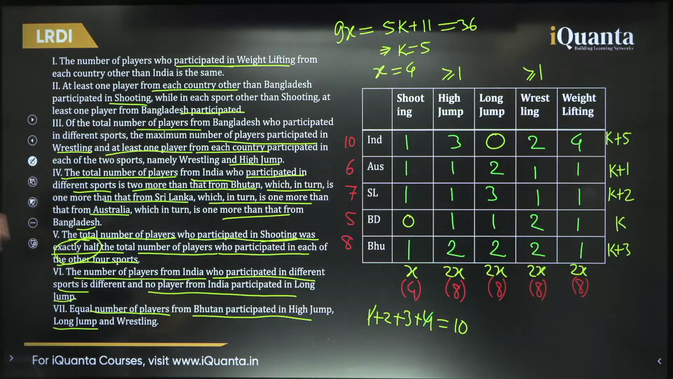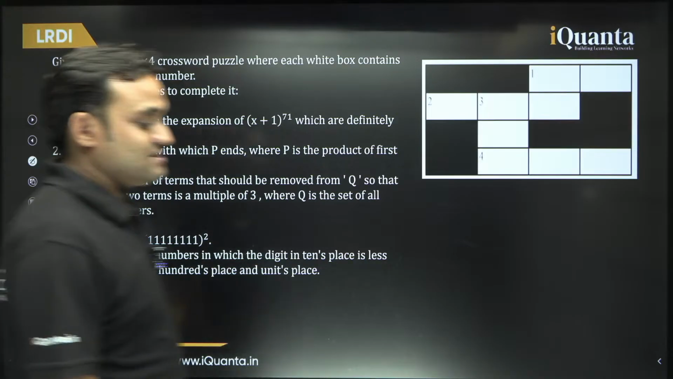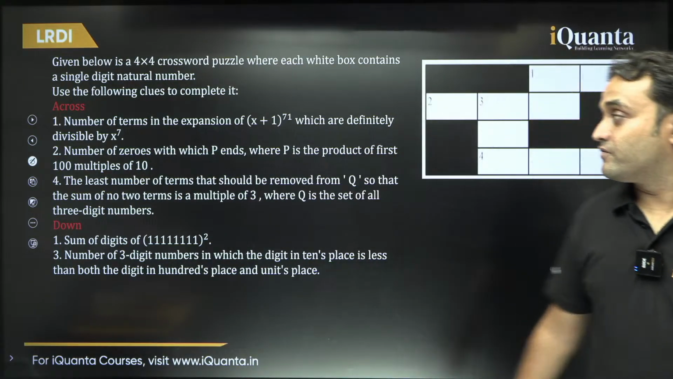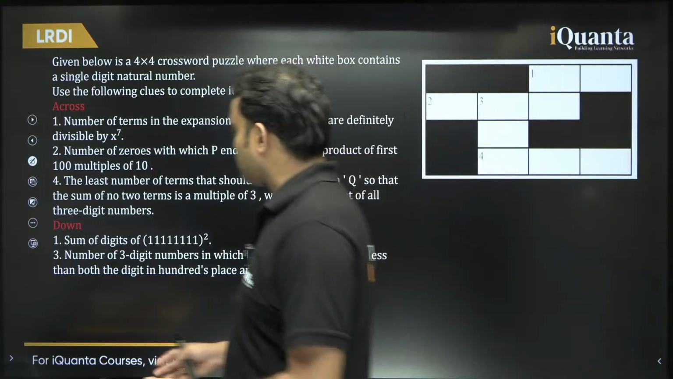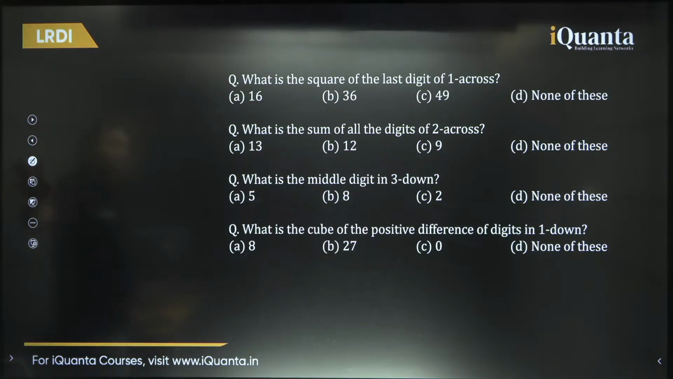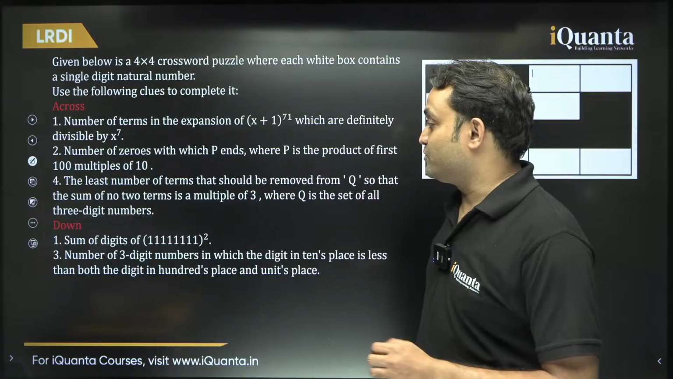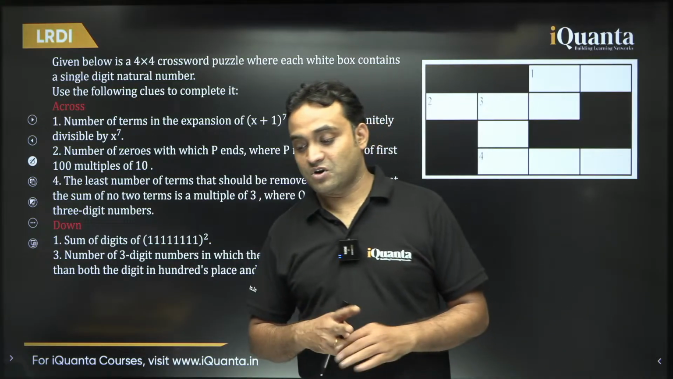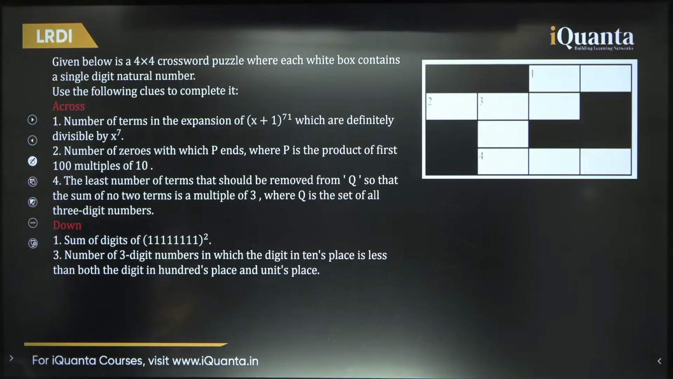Okay, then let's move on to the next set. Now this is a set where we need to fill the boxes just like a crossword puzzle, where we need to fill some values in the white boxes, and these are the questions. Some information has been given, and this information is basically based on numbers, where you need to have some basic concepts of numbers and solve these questions based on those.